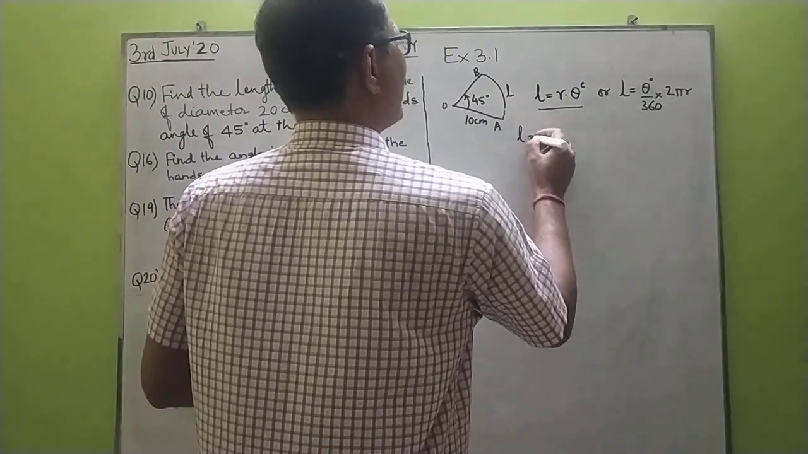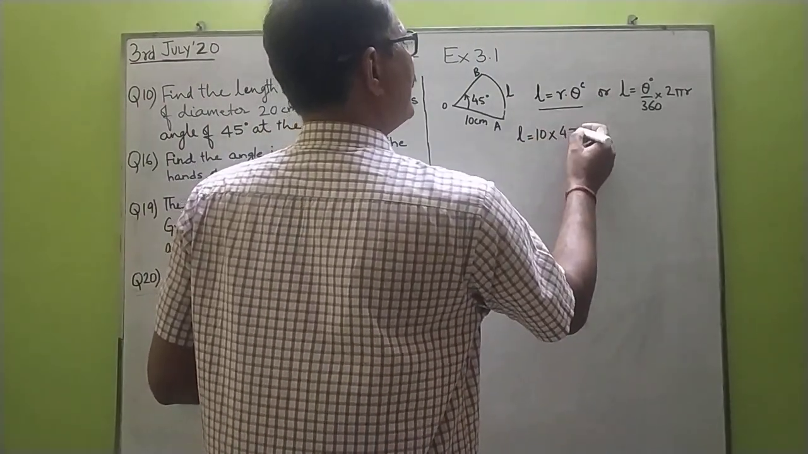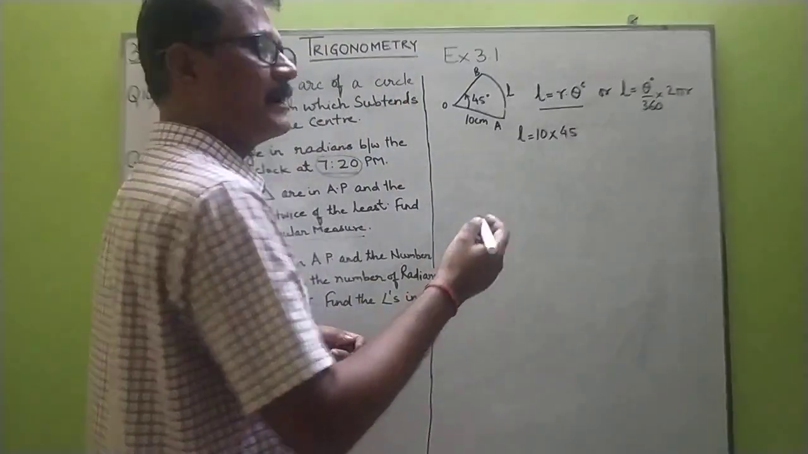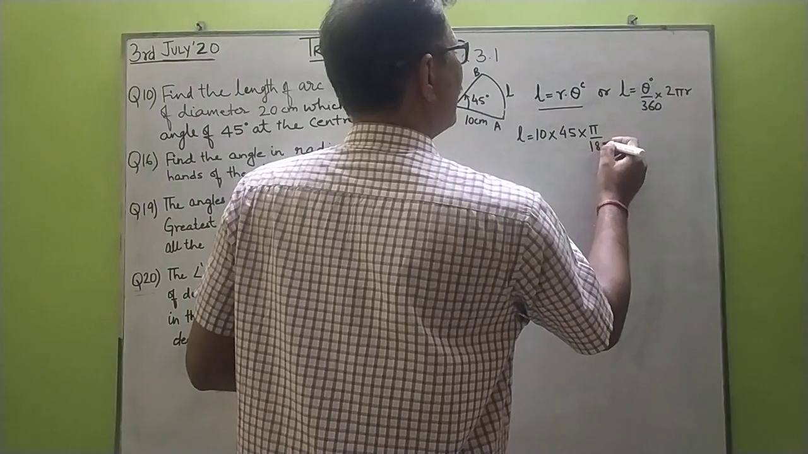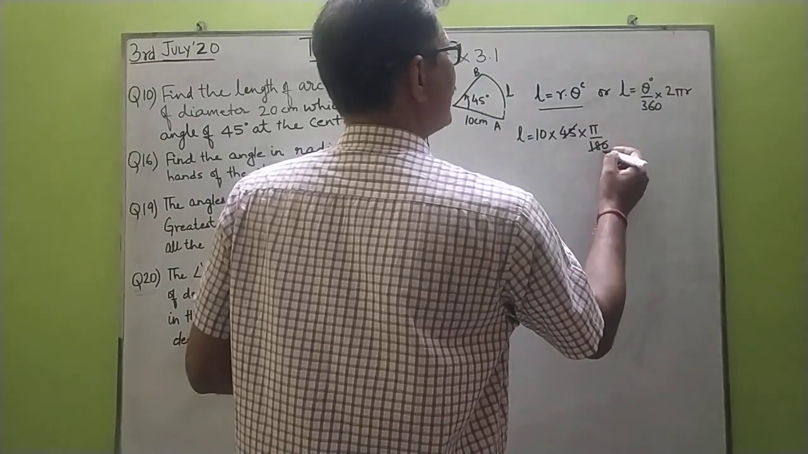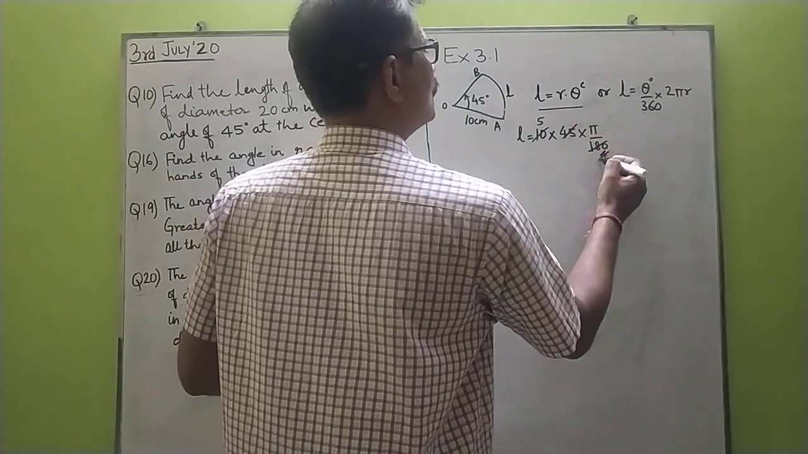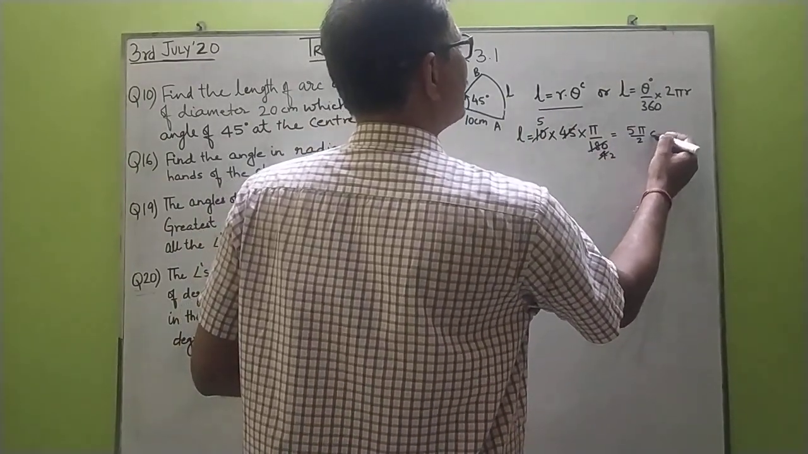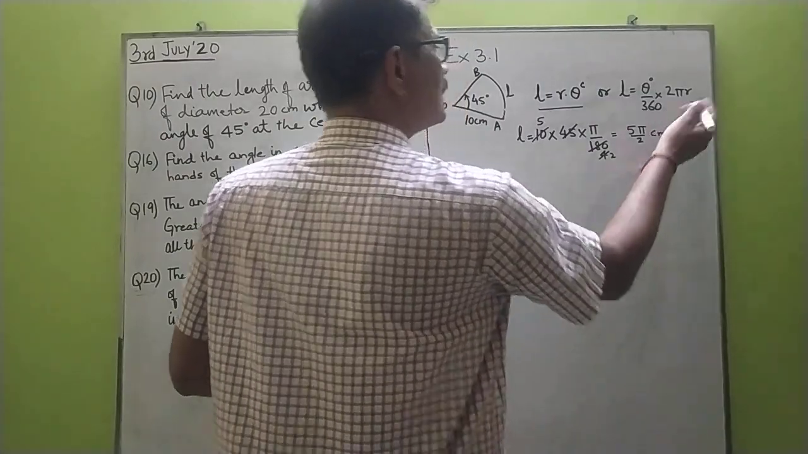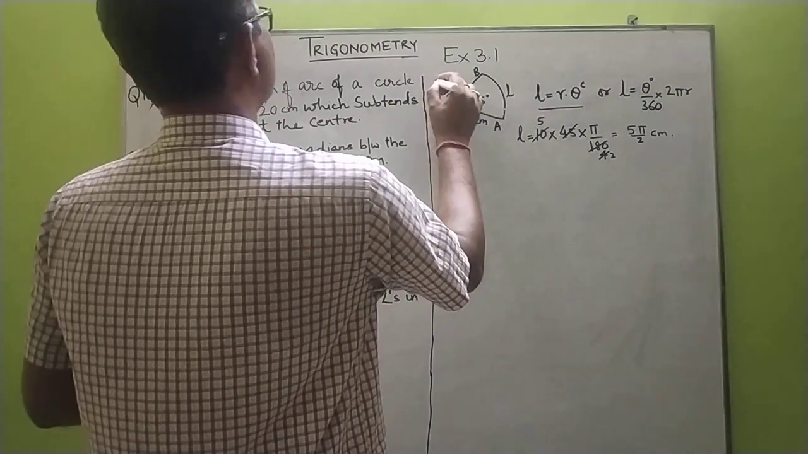L will be given by R, which is 10, and theta is 45 degree, which is changed to radians by multiplying by pi by 180. And we see that 45 divides 180 4 times, and 4 and 10 get divided by 2 and 5. So we get it as 5 pi by 2 centimeter, or that can be found in decimals by putting the value of pi as 22 by 7. This is question number 10.